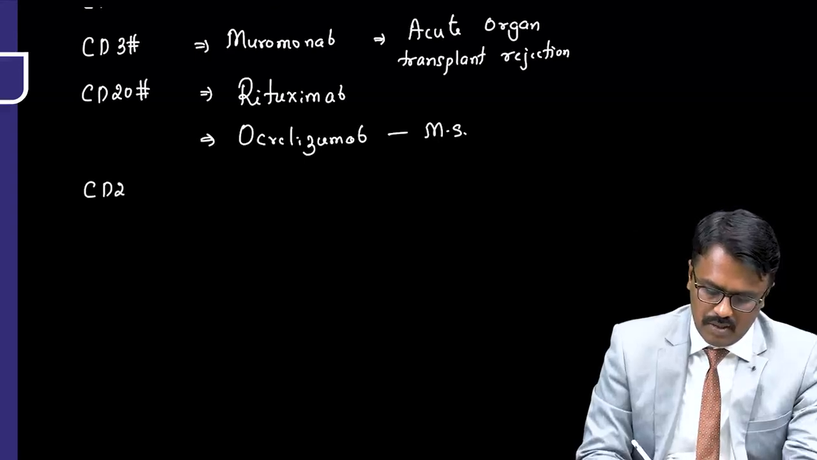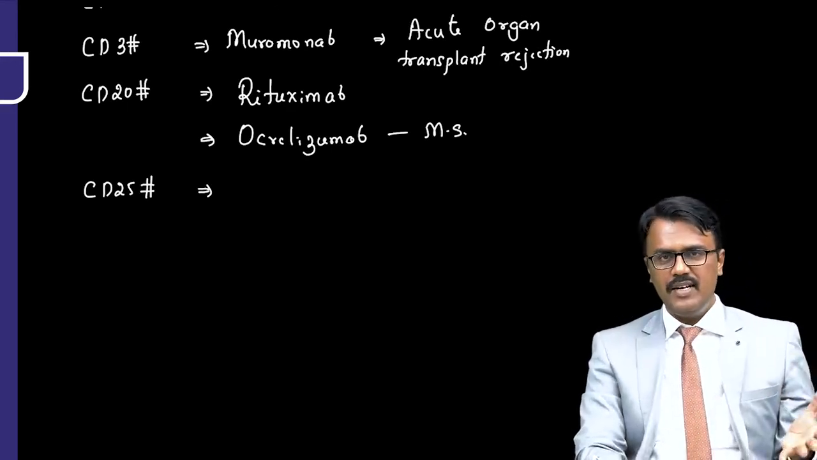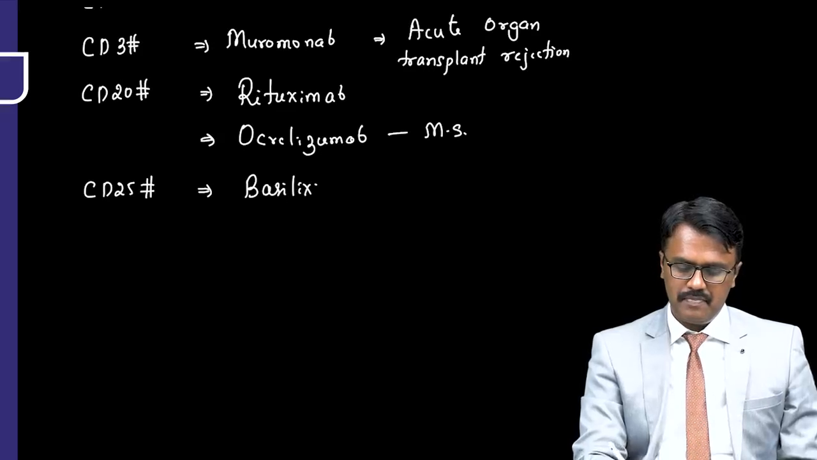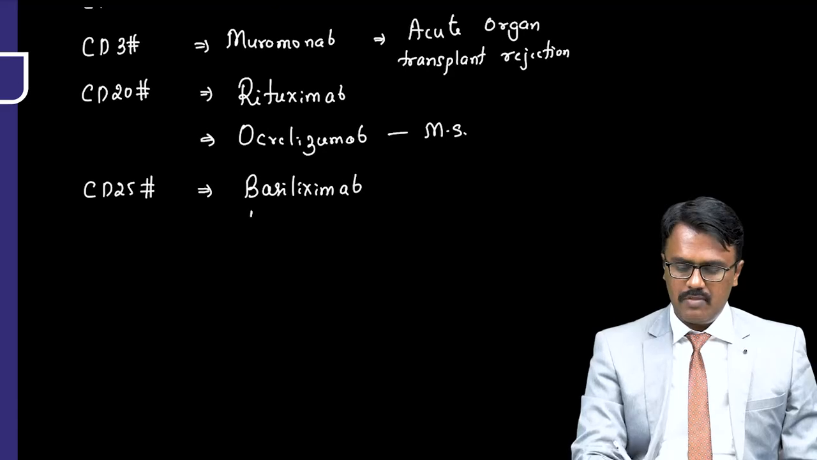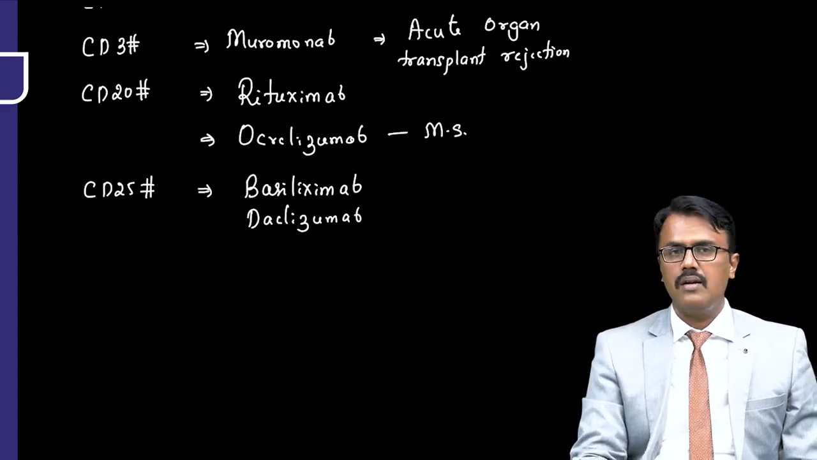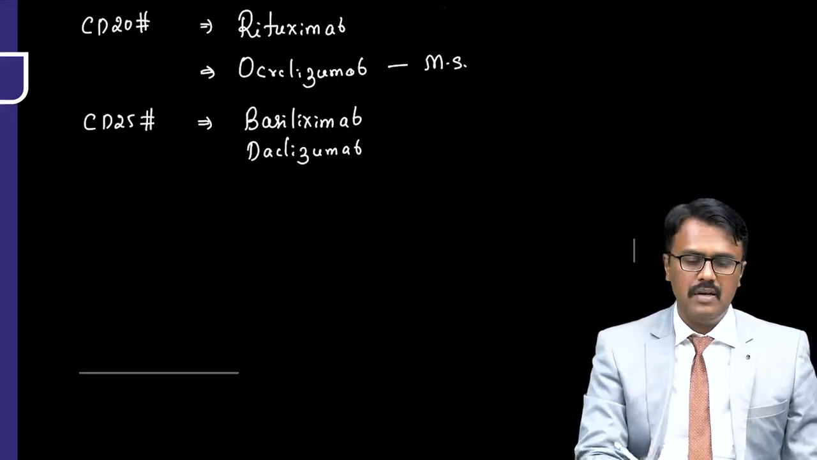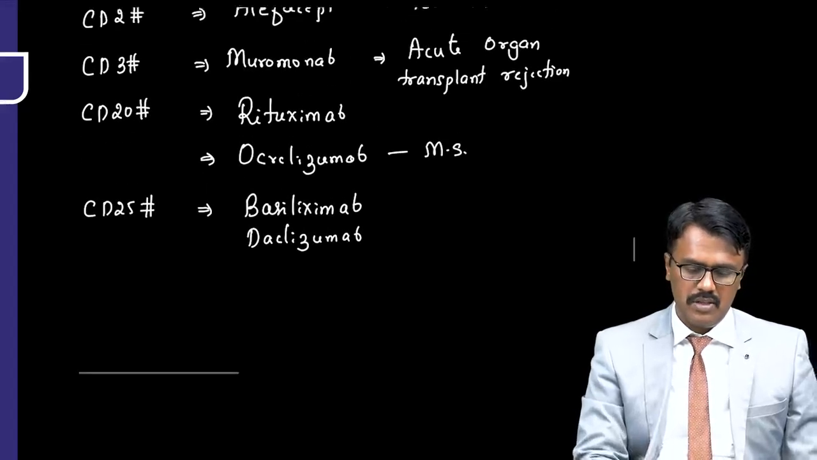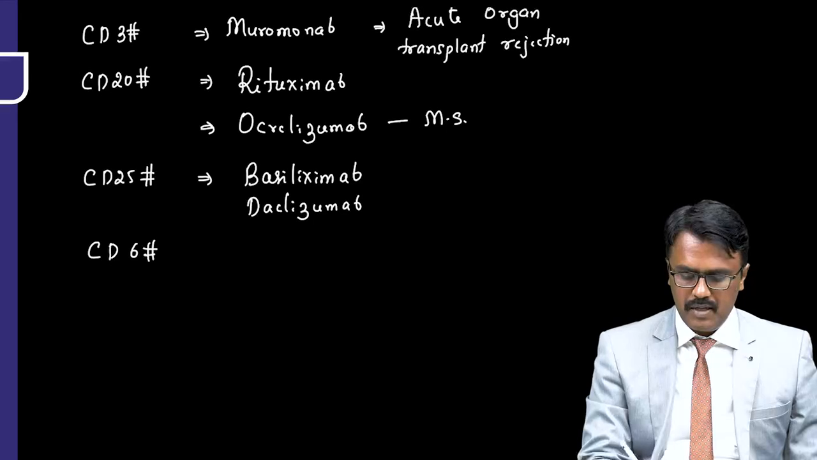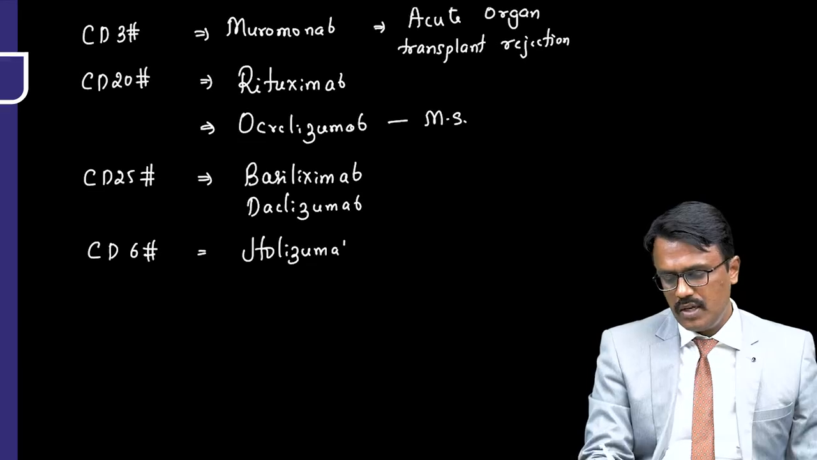Now CD25 blockers, it's a tricky question. CD25 blockers are nothing but interleukin 2 blockers. What are they called? Basiliximab and daclizumab. These are also used in acute organ rejection as well as for maintenance therapy of the graft. These are the most important CD factors. But one important one, I told you, is the CD6 blocker, called itolizumab. Again, this is used in psoriasis.